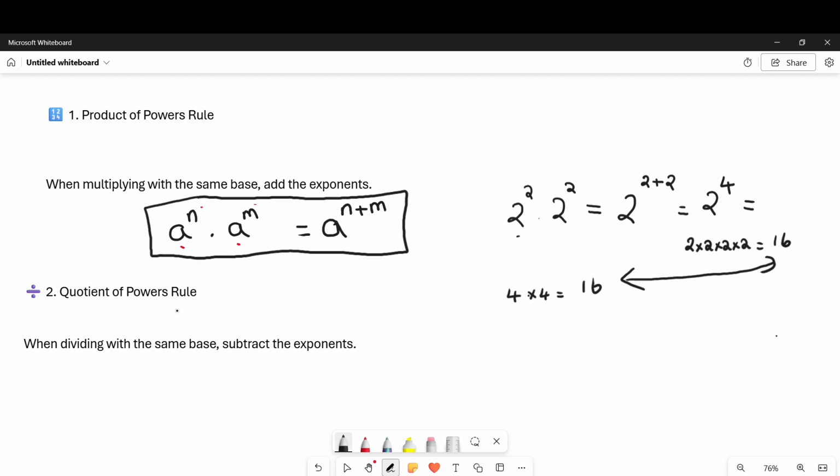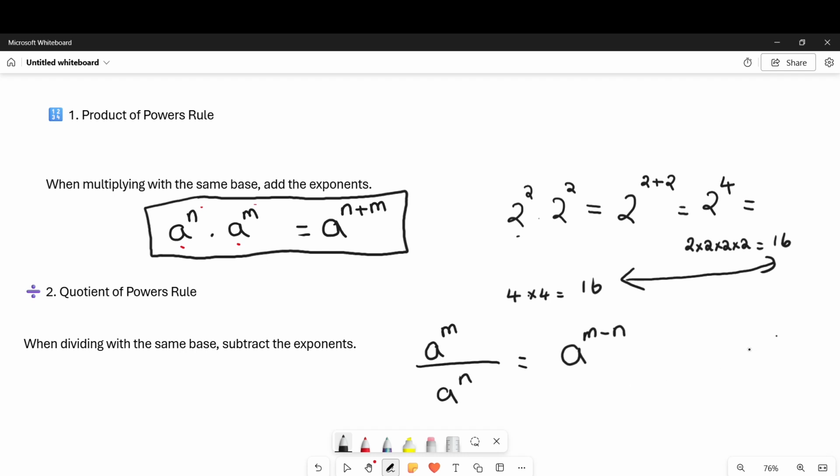So let's go into the quotient rule. The quotient rule says when dividing with the same base, subtract the exponents. Let's write a to the power m divided by a to the power n. These are the two exponents. As per the quotient rule, we can combine them and just subtract the exponents: a to the power m minus n.